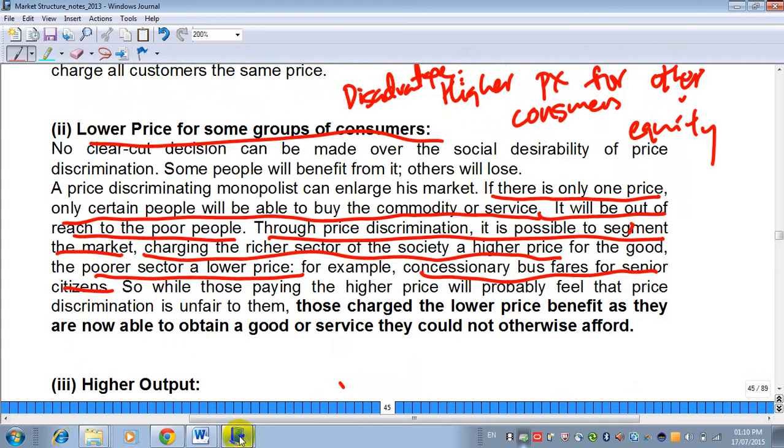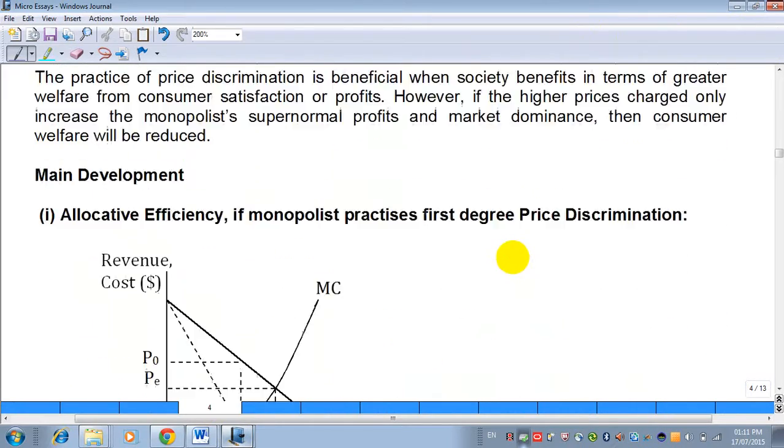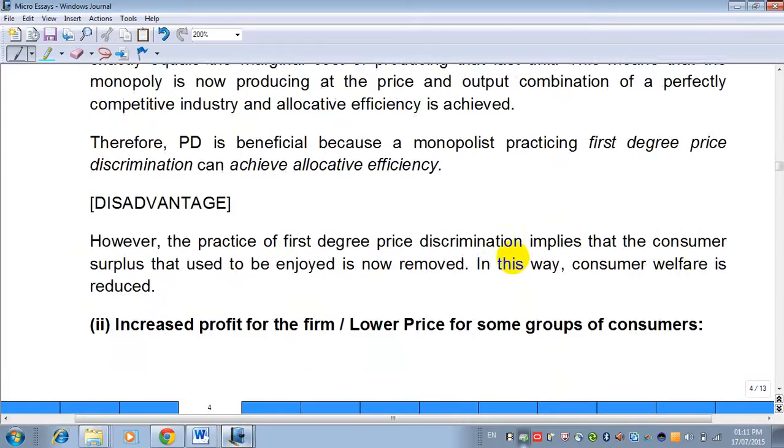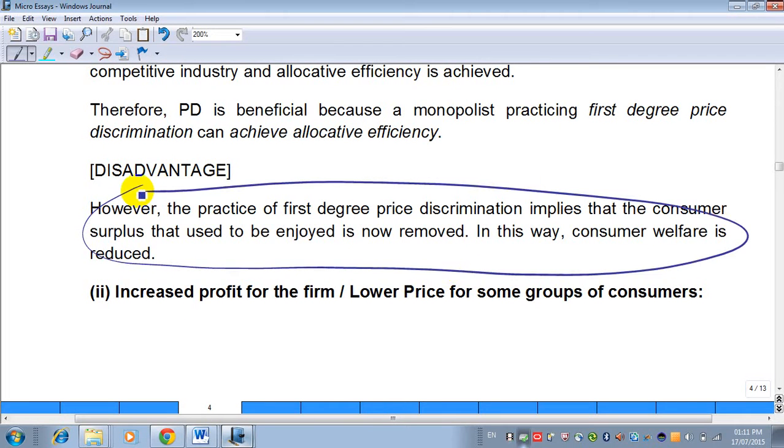Now I'm going to refer to the answers that will be given out to you, the full set of answers. Maybe right now, can you please copy this down? Under first degree price discrimination, one important disadvantage is that the consumer surplus that used to be enjoyed is now removed. I know there's not much elaboration here, but you can actually explain consumer surplus.